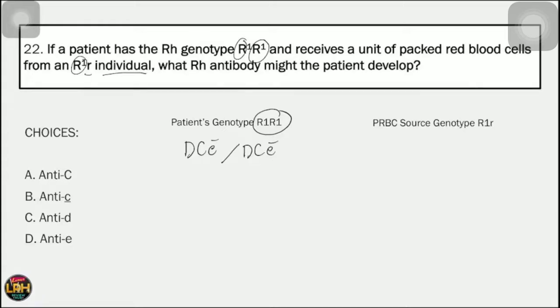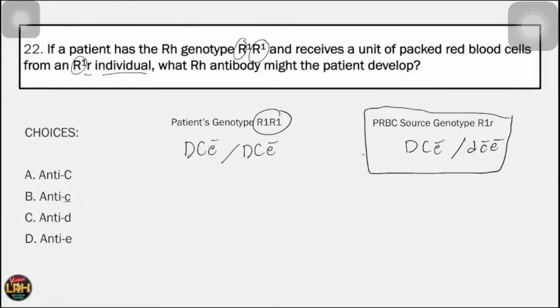And the packed red blood cell source genotype, big R1 and small r, is equivalent to big D, big C, small e, and small d, small c, and small e. So if this packed red blood cell is transfused to the patient, what would be the possible antibody that this patient would develop? As you can see here, what is the antigen present in the packed red blood cell which is absent in the patient's genotype? It is the small c. So the answer for this question is letter B.